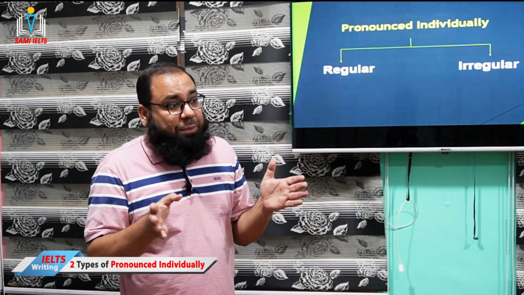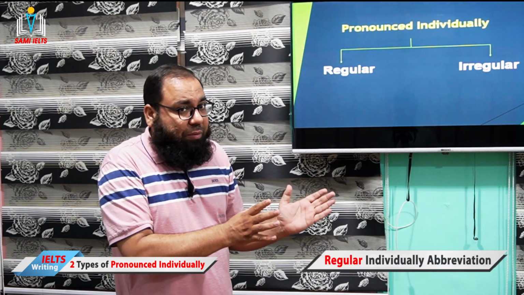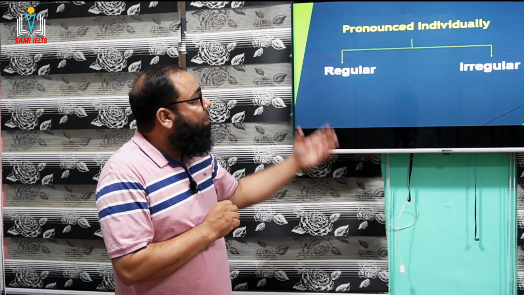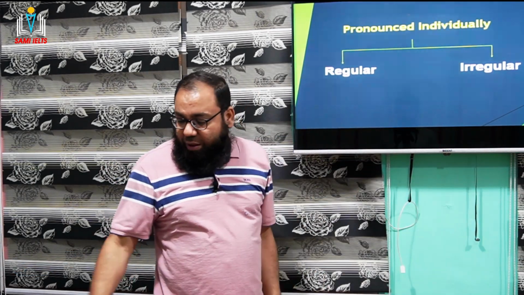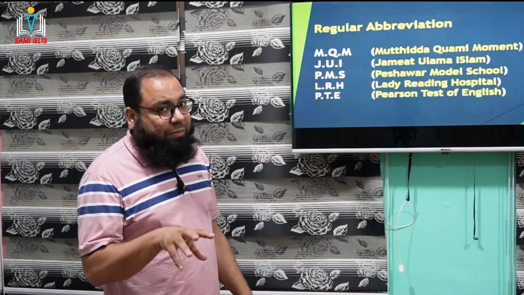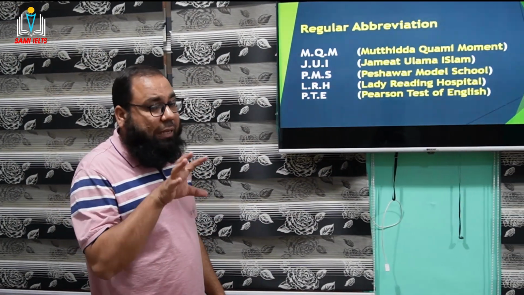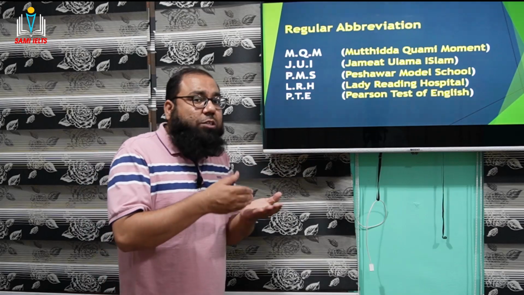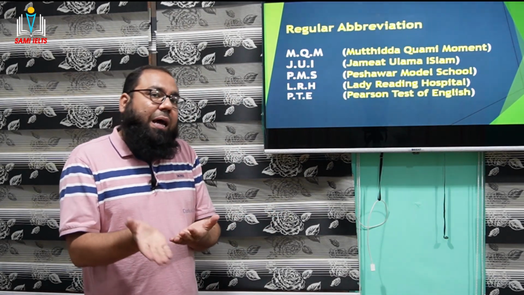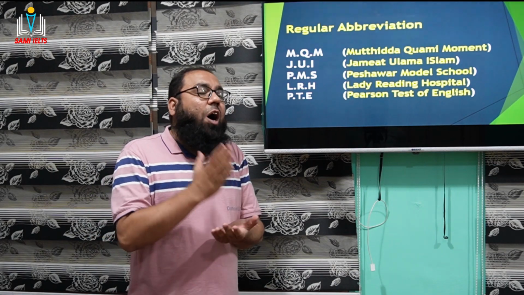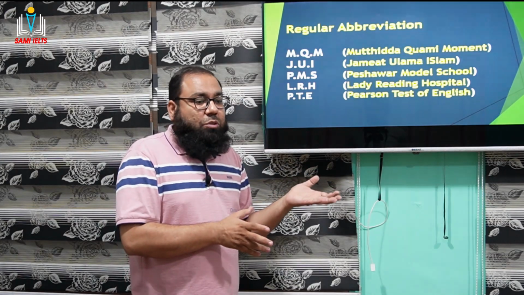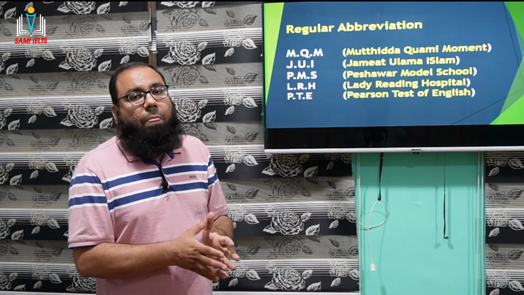But there are two types: regular individual abbreviations and irregular individual abbreviations. Now, what are regular and what are irregular? Let's discuss now. Regular individual abbreviations are those individual abbreviations which are written the same way as they are pronounced. Or in other words, I would say that they are pronounced the same way as they are written, right?